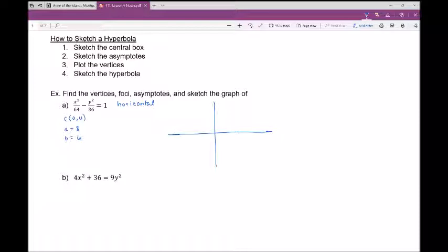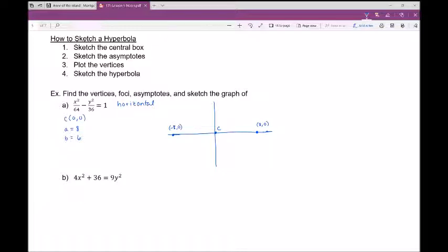Okay, so because a is 8, we'll have 2 points at, well, our center is 0, 0, so I'll go ahead and graph that. And because a is 8, we'll have a point out at 8 units away from c, which would be 8, 0, and also 8 units in the negative direction, so we'd also have negative 8, 0.